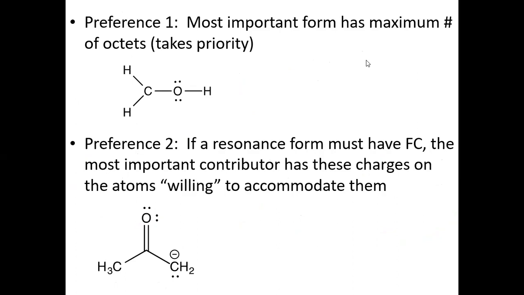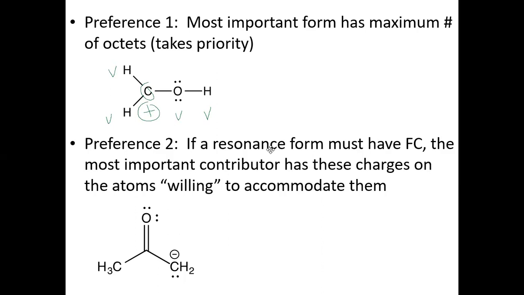Preference 1. Most important form has maximum number of octets. So remember, the octet rule is one of our rules that we like. So when we draw a Lewis structure, right now as drawn, does every atom in this structure have a full octet? So hydrogen only needs 2. It's good. Hydrogen 2, oxygen has 2 bonds, lone pairs, but this oxygen only has 3. This is a bad resonance form, only in that not every atom has a full octet. Think about, is there a way that I can do a resonance form so that every atom will have a full octet? So think in your mind, try to see if you can do it.